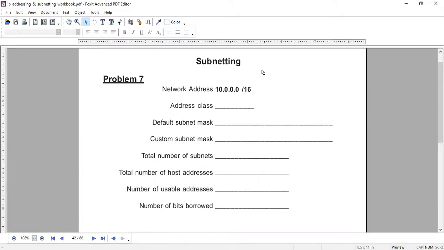So you have to find out how many subnets there are and how many hosts there are. If it is a big value, no need to calculate. You can keep it as a 2 to the power value. Doesn't matter, right? Okay, find out the values quickly. So what is the address class? You have to tell the answers.